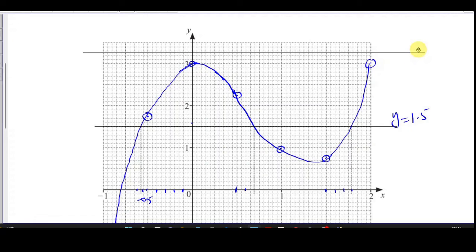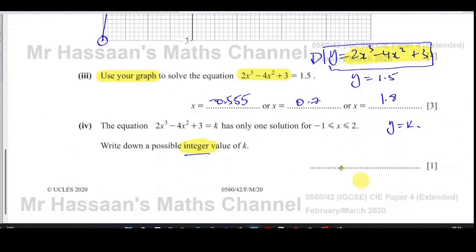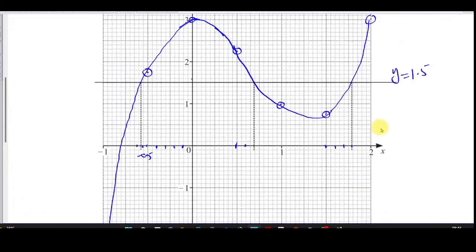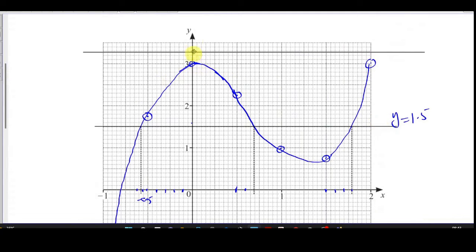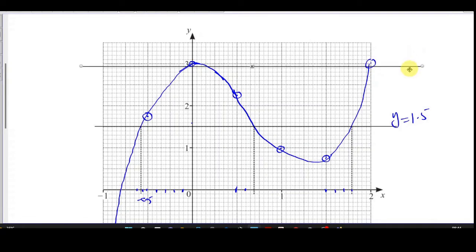If we go further up, there will be 1 solution, but that's outside of our range, because if you carry this curve further, we've gone out of the range of 2. And it says between minus 1 and 2. So although when k is greater than 3, there would be only 1 solution, it's not in the range that they gave us in the question. So I can't include any k values greater than 3. I can't include 4, for example, 5 or 6. If k equals 4, 5, 6, any numbers like that, there would be 1 solution if there was no restriction in the x values.